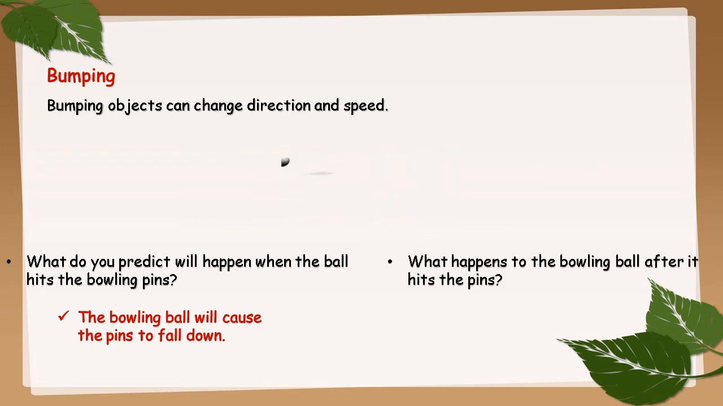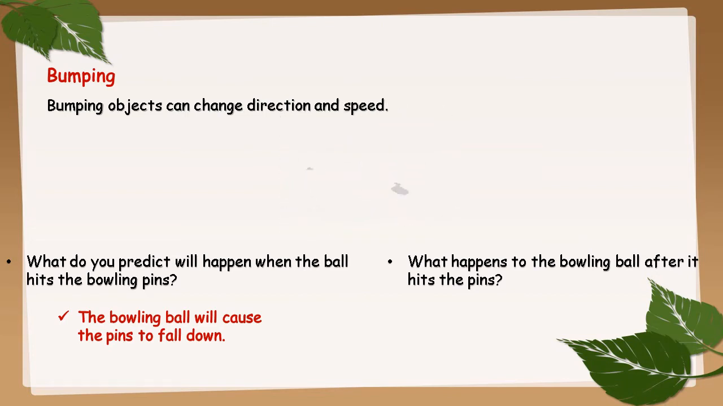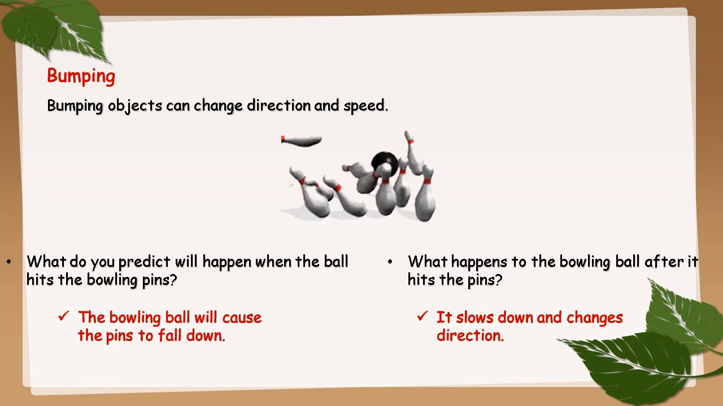Now, what happens to the bowling ball after it hits the pins? Very good. As we can see in the picture above, it slows down and changes direction.